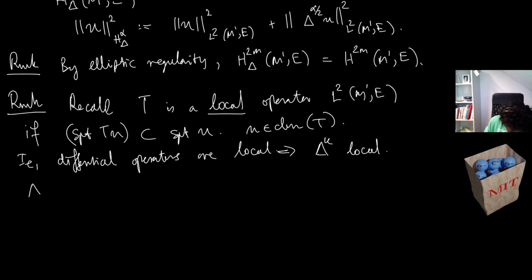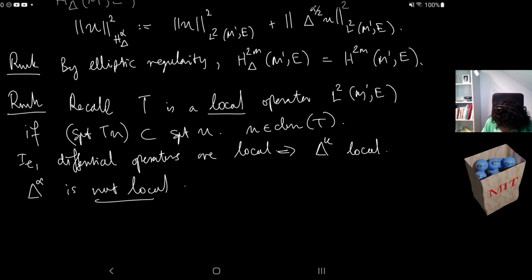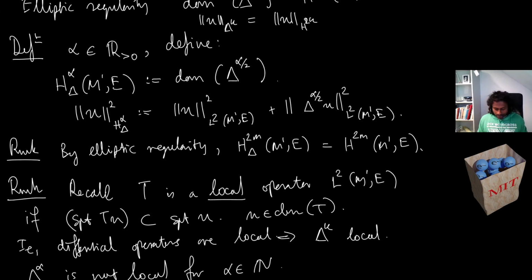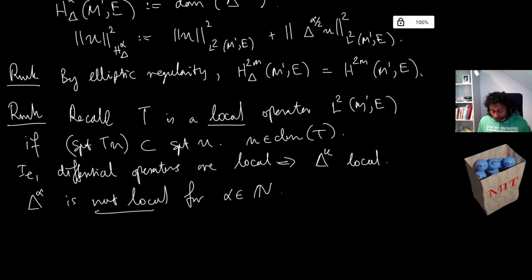However, if we look at Laplace to the power alpha, this is not local for alpha not in the natural numbers. You could have asked me why. We have a notion of fractional spaces using the Fourier transform in Euclidean space. Now we're on a compact manifold, so we can cover everything by a finite number of patches and then consider the problem locally.